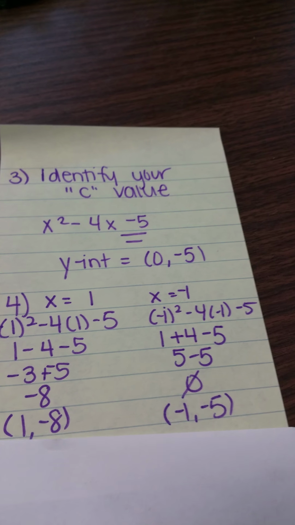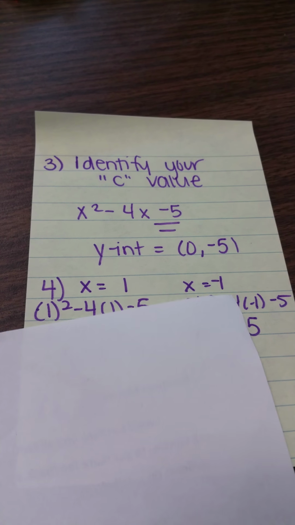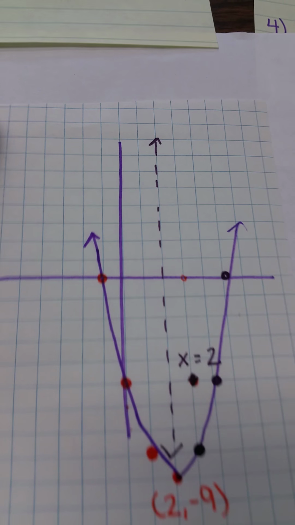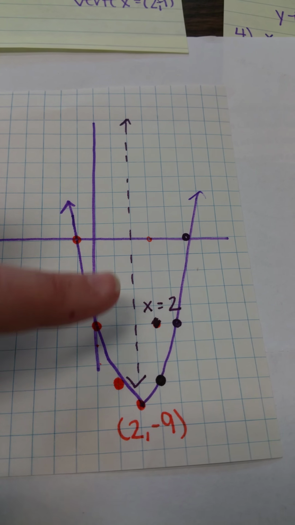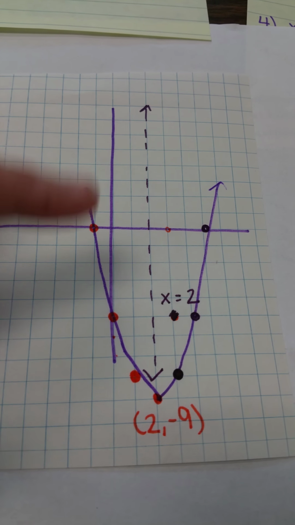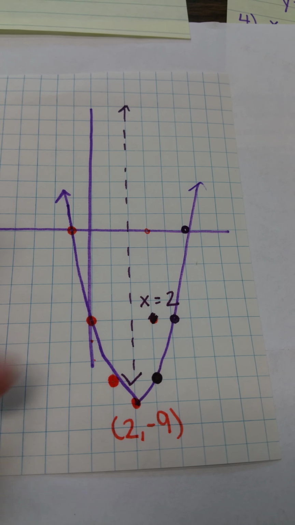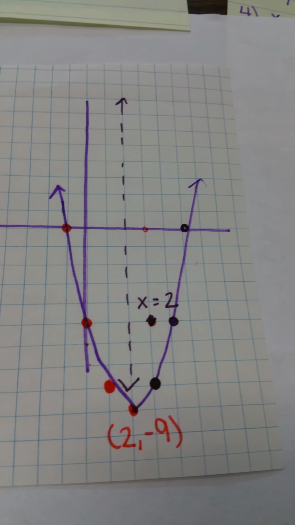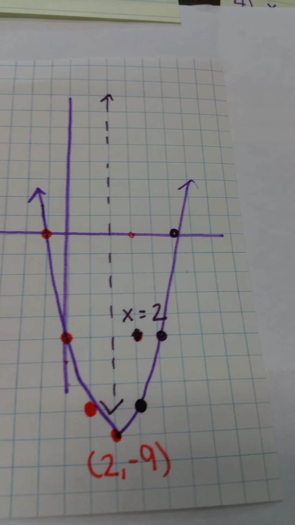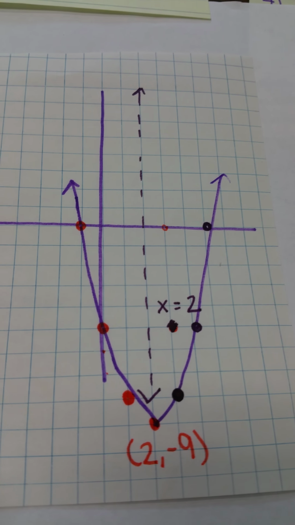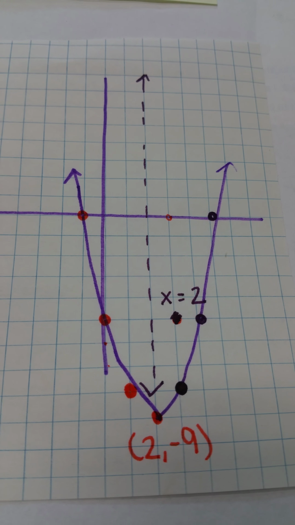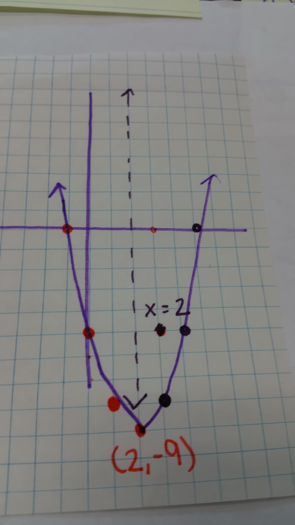So I'm going to talk through my graph. It's already done, so we're just going to talk about the basic points. The first thing I did is I plotted my axis of symmetry. My axis of symmetry is x equals 2, and it's a dotted line because it's not quite a line, it's really an imaginary line that splits it in half. I automatically started by plotting my vertex, which is down at the bottom, which is 2, negative 9. I then used my other points.